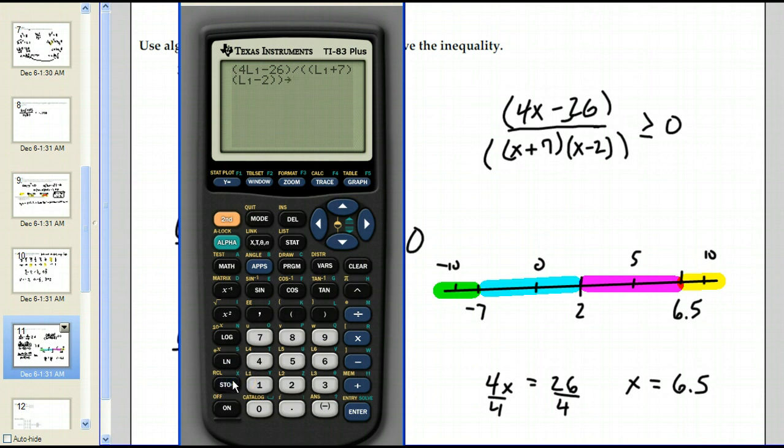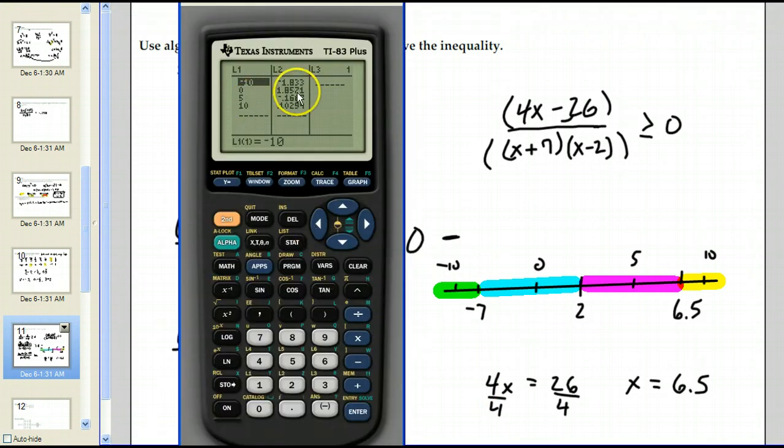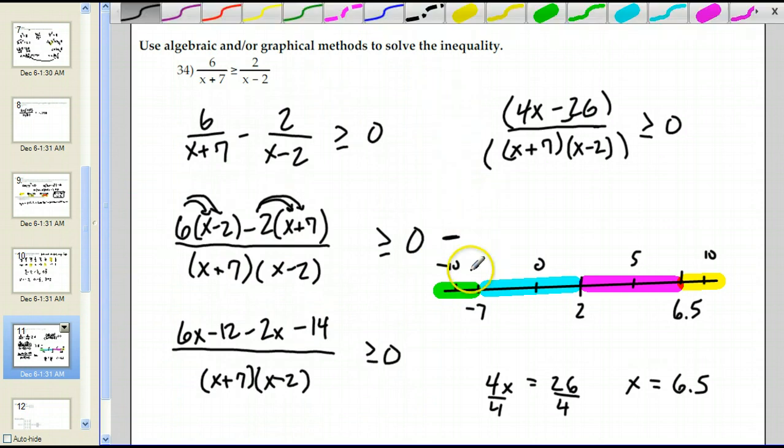And then when I'm done, I'm going to hit store in list 2. I hit enter, it does its thing. I hit stat, go to the editor, and now I can see the signs at each one of those test values. So at negative 10 I get a negative. So in this region at negative 10 it's negative. Right, at 0 it's positive, negative, positive. Alright, that's all I'm after is the signs. So negative, positive, negative, positive.